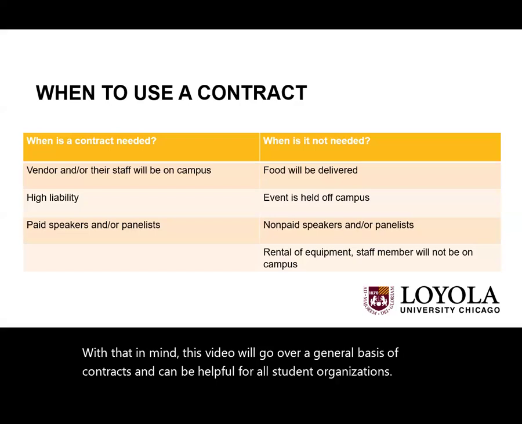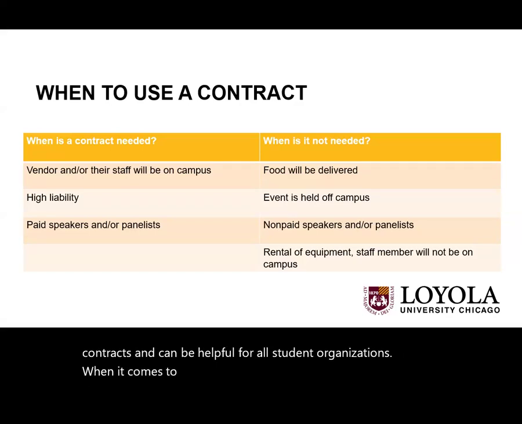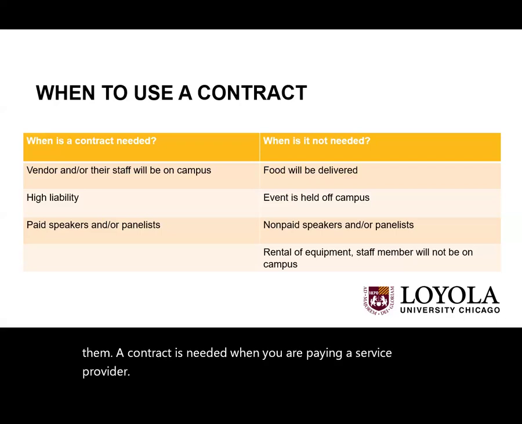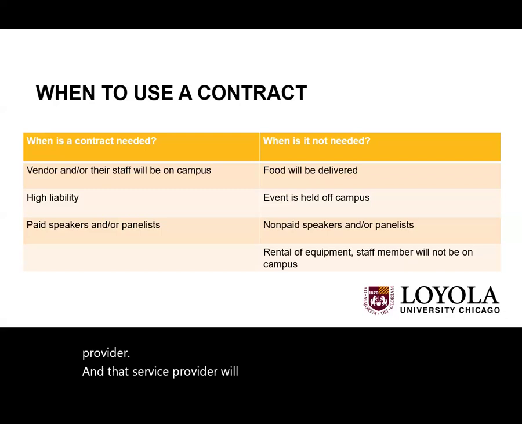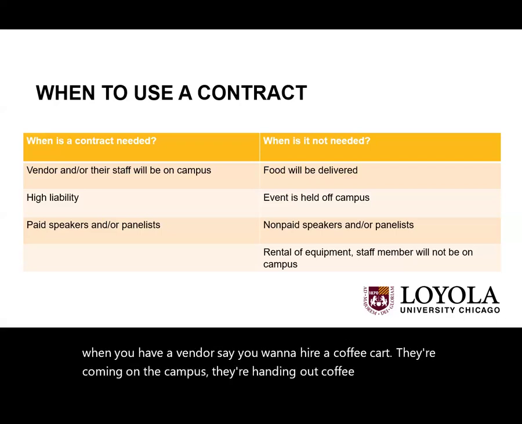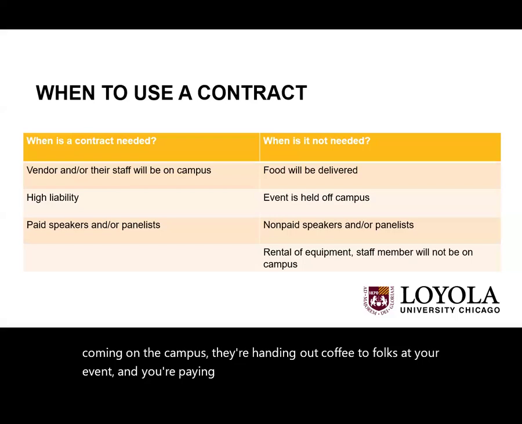When it comes to contracts, you'll want to know when to use them. A contract is needed when you are paying a service provider, and that service provider will be on campus. An example of this is when you have a vendor, say you want to hire a coffee cart. They're coming on the campus, they're handing out coffee to folks at your event, and you're paying them. You would need a contract.